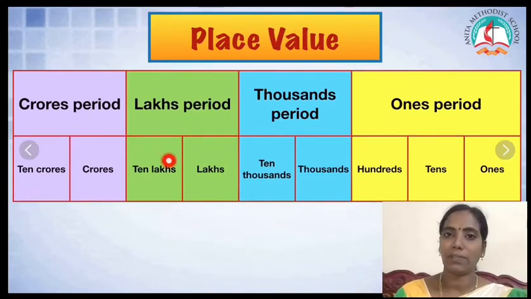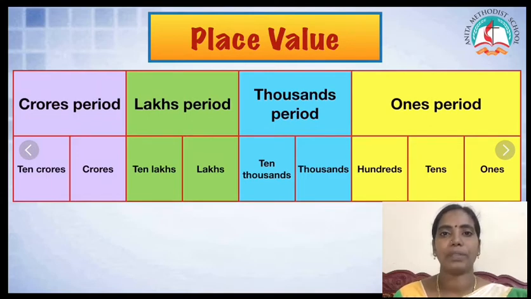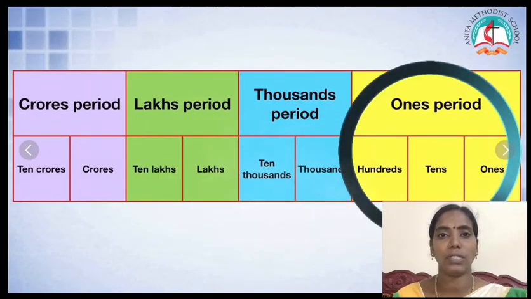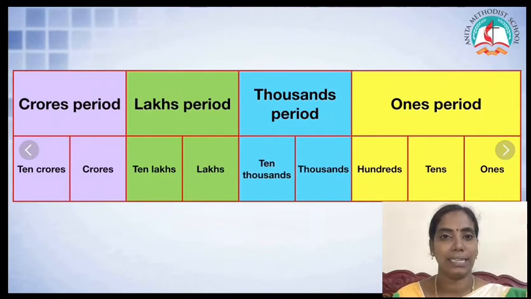Look at the place value chart. There are columns. Ones period. What is in the ones period? There are ones, tens, hundreds. This makes the ones period. Okay, thousands period. What is in the thousands period? Yes, thousands and 10,000s.